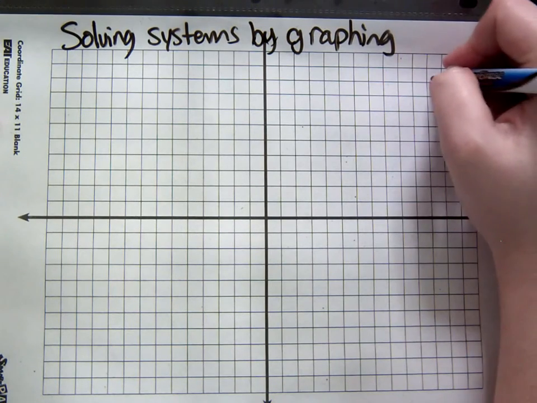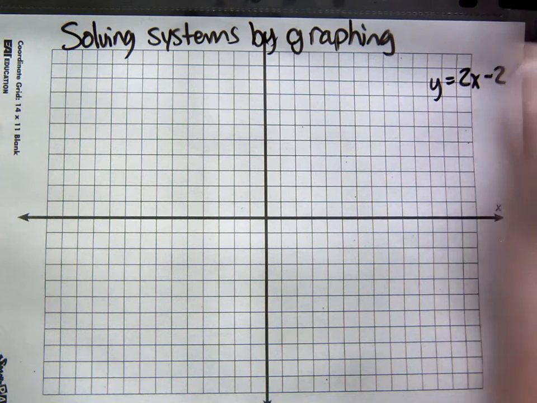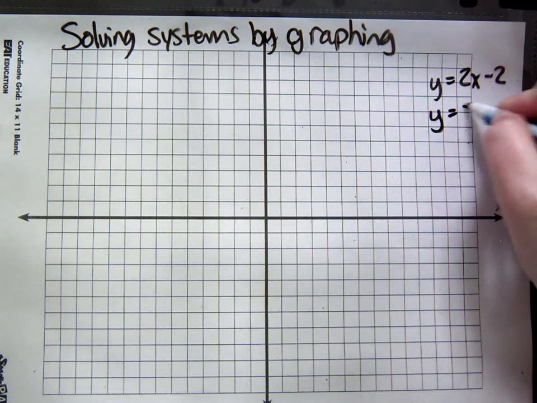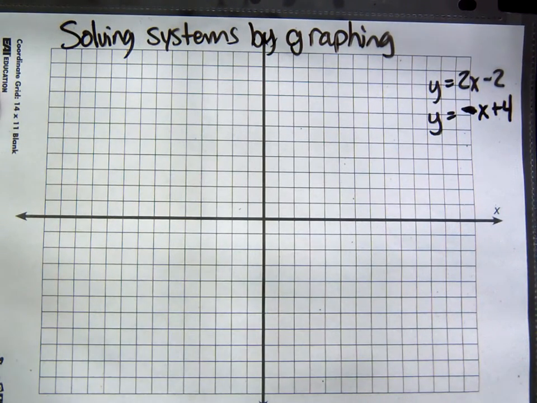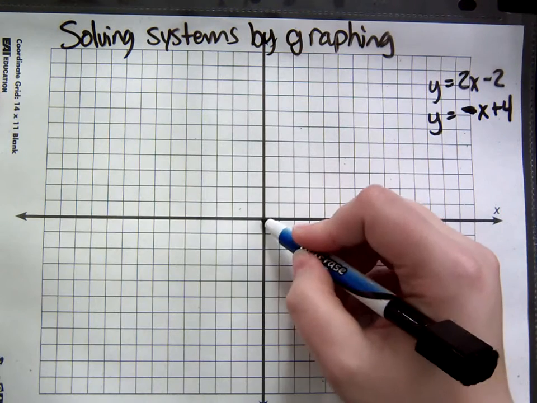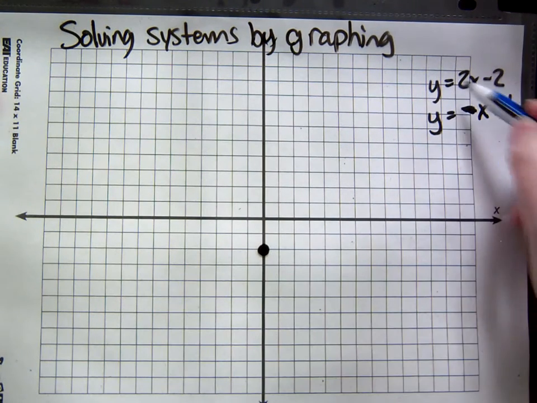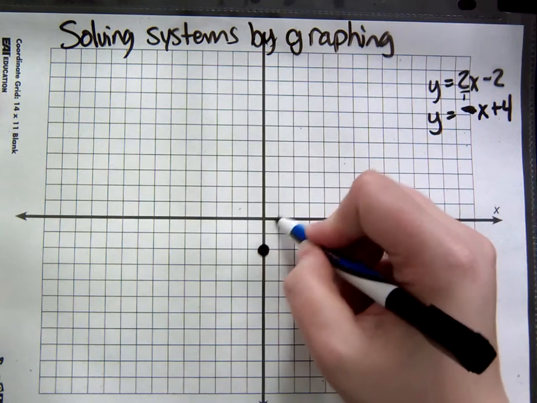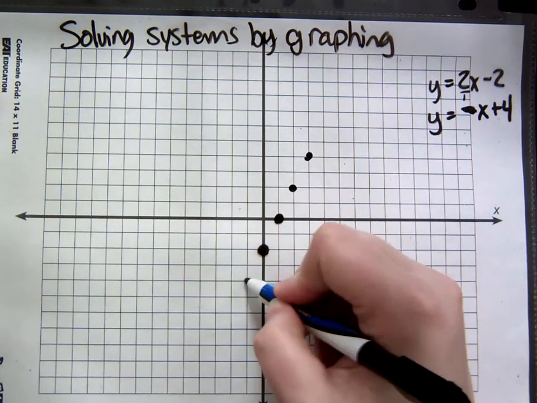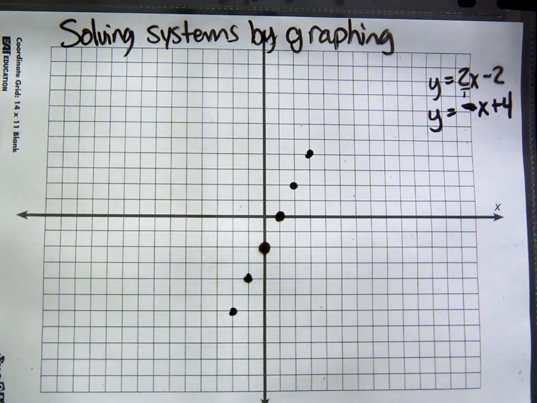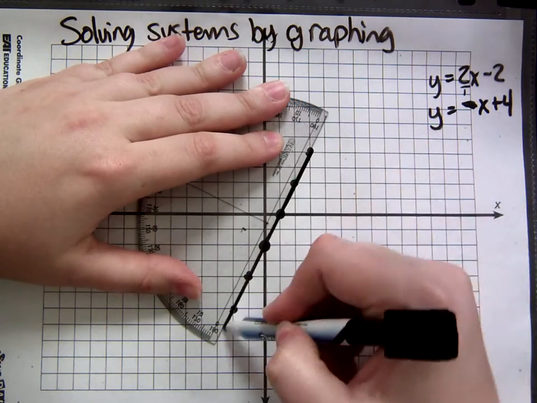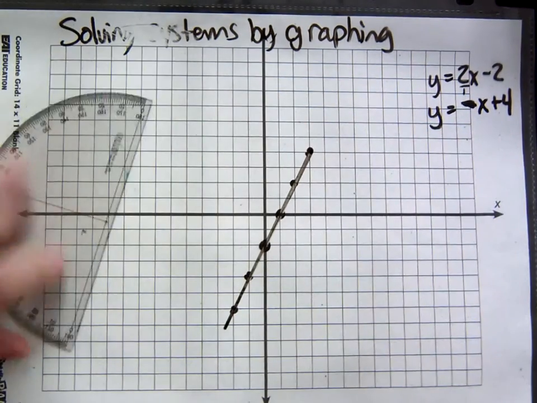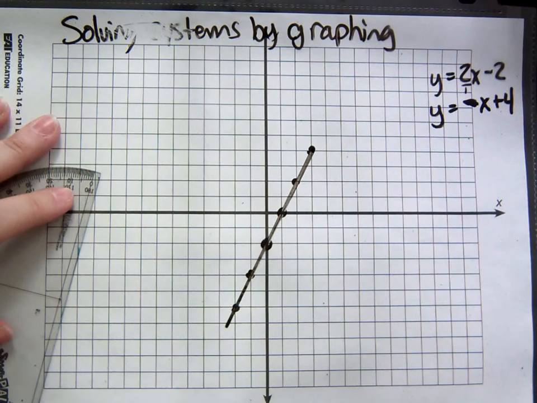So let's say I had the equations y equals 2x minus 2 and y equals negative x plus 4. What I would do is graph both equations. So starting with negative 2, I go down 2, and my slope is 2 over 1. So up 2 over 1, or I can go down 2 and left 1. Now, it's probably a good idea to do multiple points, just to make it easier when you go to actually see where they intersect.